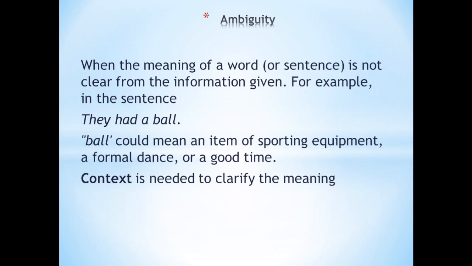Ambiguity. When the meaning of a word or sentence is not clear from the information given. Lack of clearness. For example, in the sentence, "They had a ball." Ball could mean an item of sporting equipment, a formal dance, or a good time. So it may have three meanings, and context is needed to clarify the meaning, and it is ambiguity or lack of clearness.